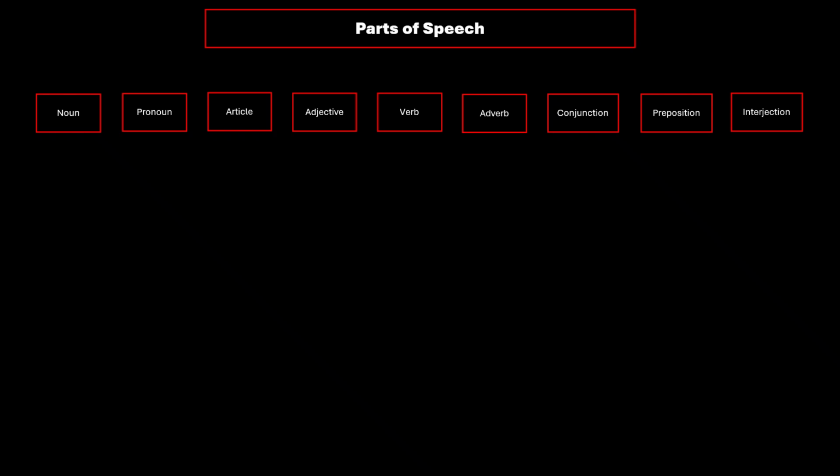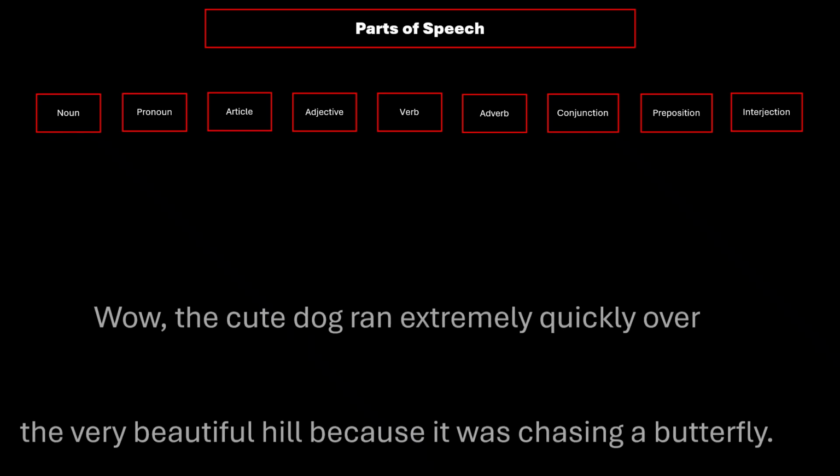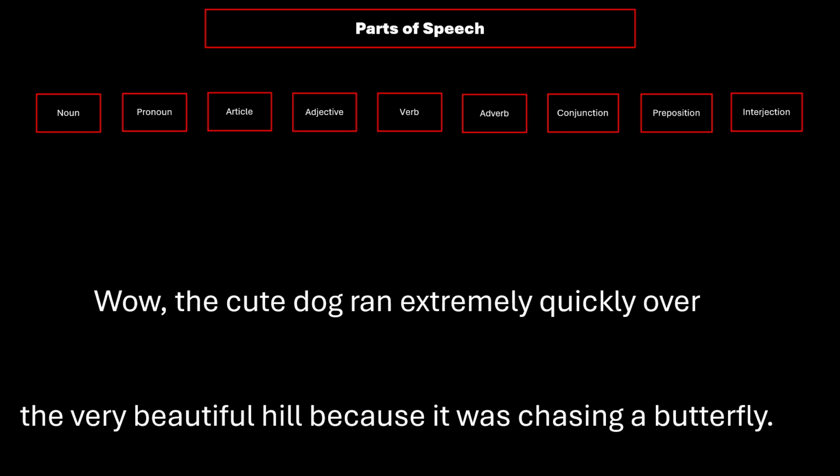Parts of speech, simplified, and explained. Let's master 8 basic parts of speech by using this example. Wow, the cute dog ran extremely quickly over the very beautiful hill because it was chasing a butterfly.